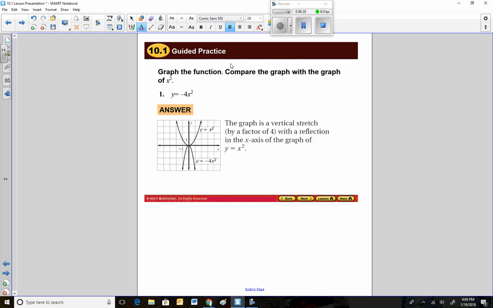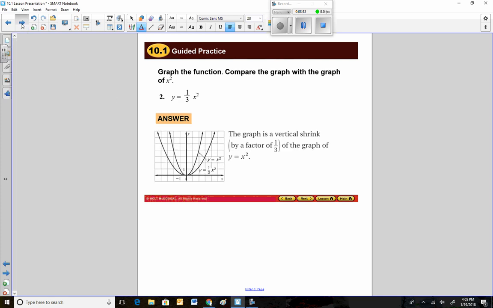All right. So here we have, compare the graph with the function of x squared. Y equals negative 4x squared. So the negative 4 caused it to turn upside down. The 4 causes it to get closer to the y-axis, so it gets really narrow. It stretches it. Now you could give yourself an xy table and be able to find all the coordinates on this parabola.